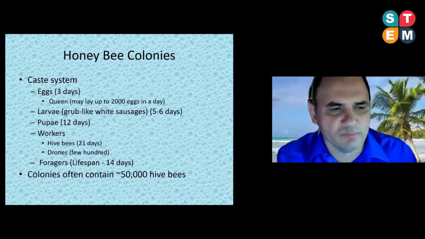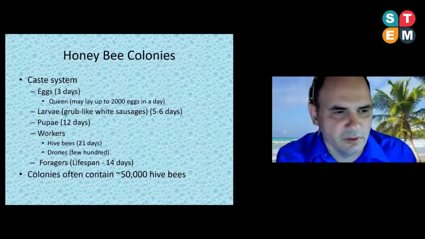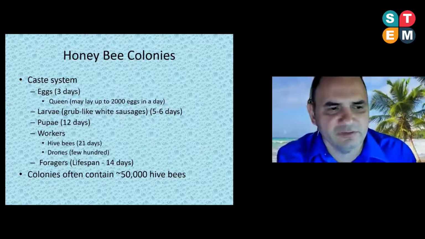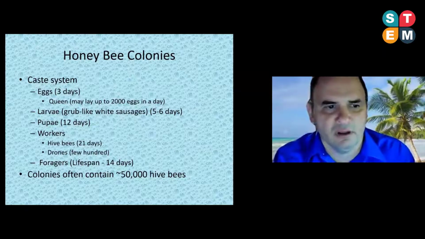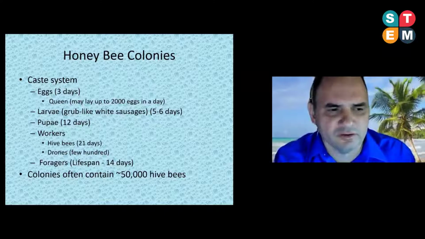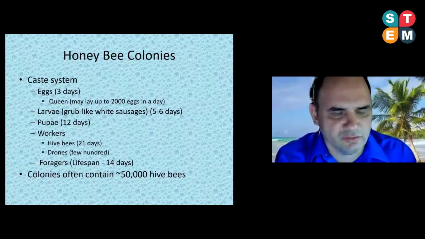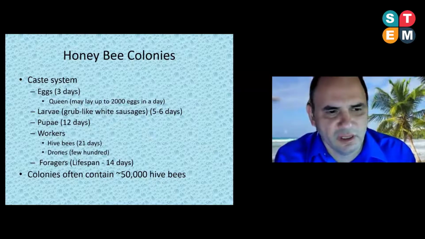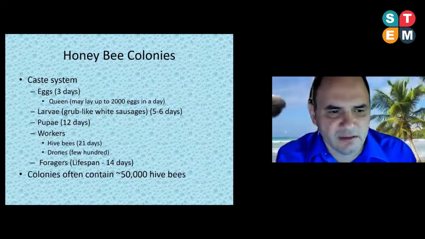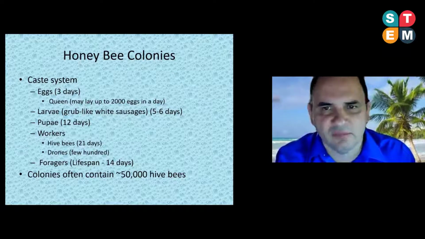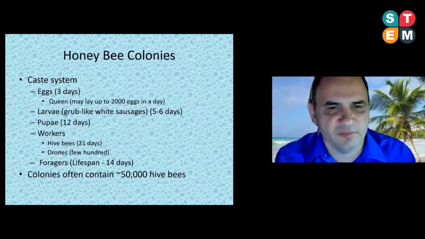They can remain worker bees as hive bees for 21 days, tending to the larvae and processing nectar. Some of them become the drones, which are the male bees, but there are only a few hundred drones in a honeybee colony. And their only function is to fertilize the queen bee. After the 21 days during the summer, they become foragers, and their lifespan is limited to maybe 14 days, it depends. And it's a hazardous occupation. I mean, they're subject to the elements and other pests. So a honeybee colony can contain up to 50,000 hive bees.